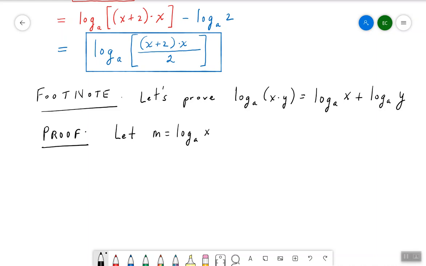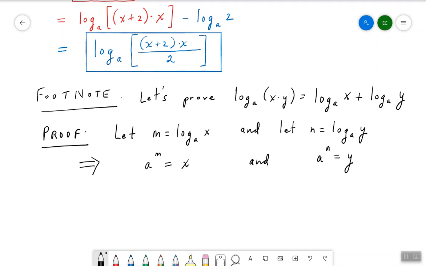So the clever thing is to say, let's let m equal the log base a of x, and let's let n equal the log base a of y. And then that's going to allow us to work with those two logs the way we want to. And in particular, if log base a of x is equal to m, then there's a corresponding exponential, a to the m is equal to x, and over here a to the n is equal to y.